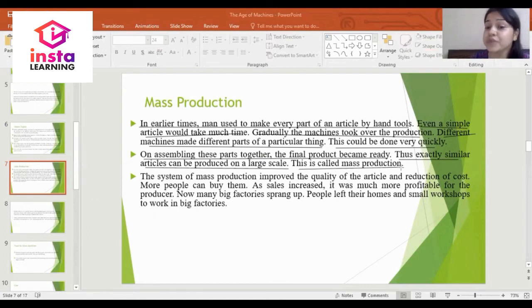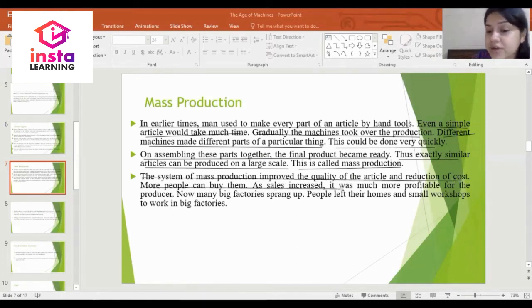Dear student, this is very important. What is mass production? On assembling these parts, the final product becomes ready. Thus, exactly similar articles can be produced on a large scale. This is called mass production. The system of mass production improved the quality of the articles and reduced the cost. Most people can buy them.